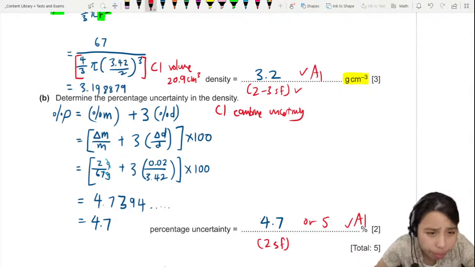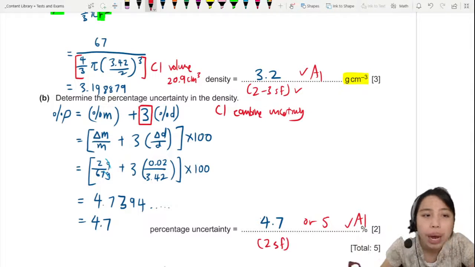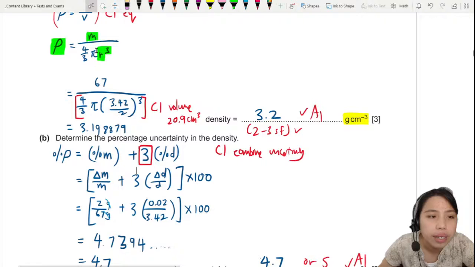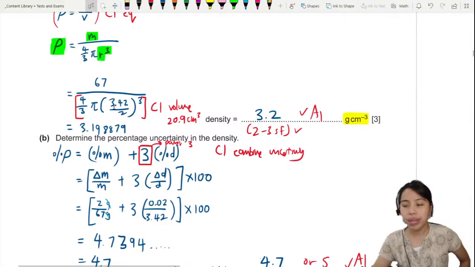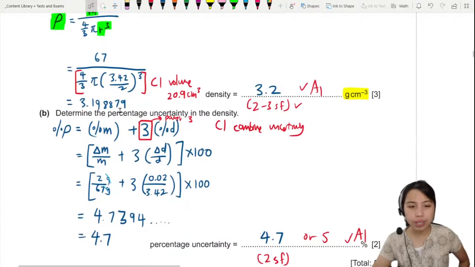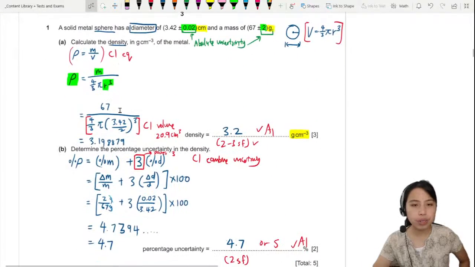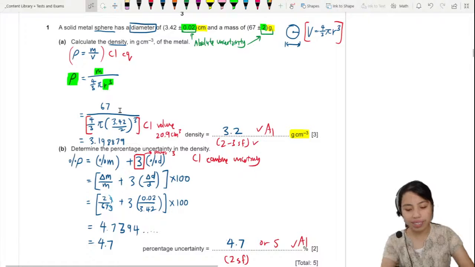So a quick reminder, we times 3 here because of what again? Power 3, right? There's an R cube or diameter cube when you're calculating the volume. So this is related to the power 3. Okay, I think that's all for this first question then. Good revision of how to deal with uncertainties.